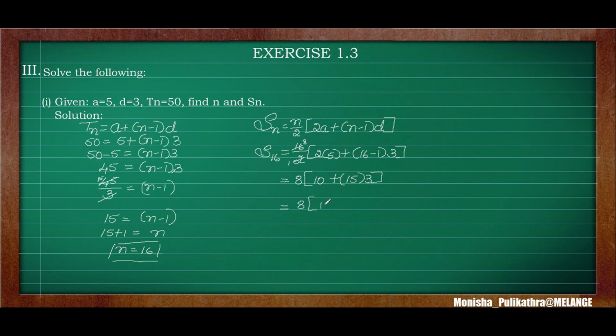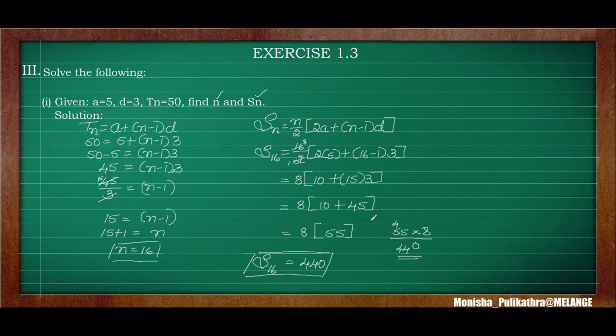So 8 into 10 plus 15 3s are 45. So next 45 plus 10 is 55. Next we need to multiply 55 into 8. So here 8 5s are 40, 4 will be carried here. So 8 5s are 40 plus 4, 44. So the sum of 16 terms, S16 is equal to 440. So we get the values of n and Sn. Okay, n is equal to 16 and S16 is equal to 440.